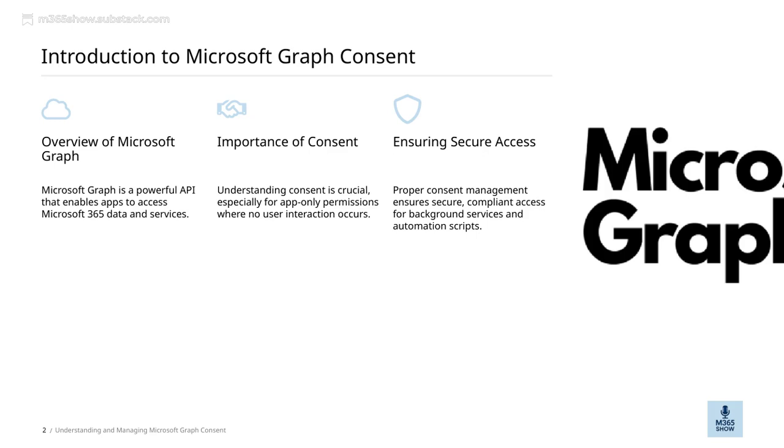Microsoft Graph itself is a powerful API that enables our apps to connect to a wide range of Microsoft 365 data and services. It's the backbone that allows seamless integration and automation across Microsoft's cloud platform. So, grasping how consent works with Microsoft Graph is fundamental to building secure, efficient, and compliant applications. This overview sets the stage for understanding the broader picture of secure access and permission management in our subsequent discussions.